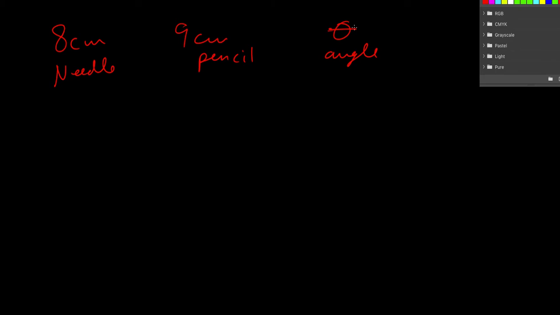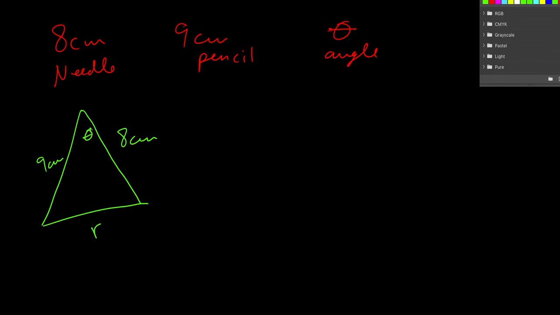What we're going to do is use the cosine rule, if you remember that. Let me draw a diagram, this will be helpful. So we basically have a triangle. We have this, which is the radius of the circle. This is 8 centimeters if it's the needle, and this is 9 centimeters. And then we have theta right here.